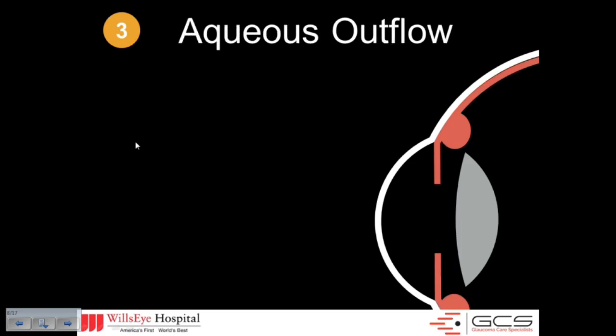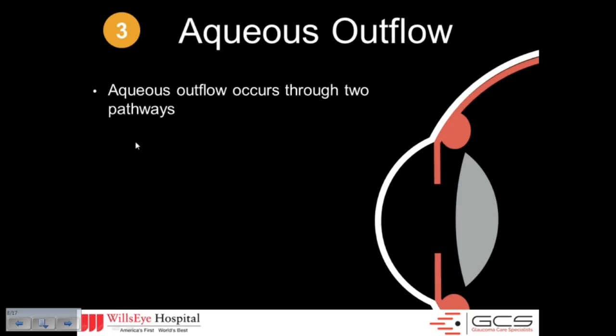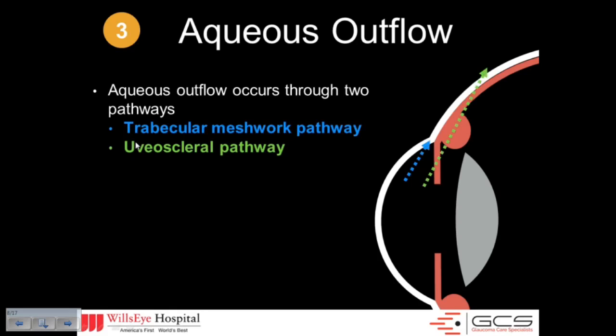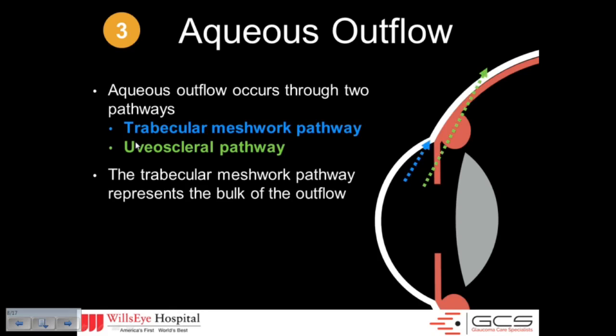Now let's talk about aqueous outflow. Aqueous outflow occurs through two pathways. There's the trabecular meshwork pathway, and then the second, the uveoscleral pathway. I just want to highlight that the trabecular meshwork pathway represents the bulk of the outflow of the eye.